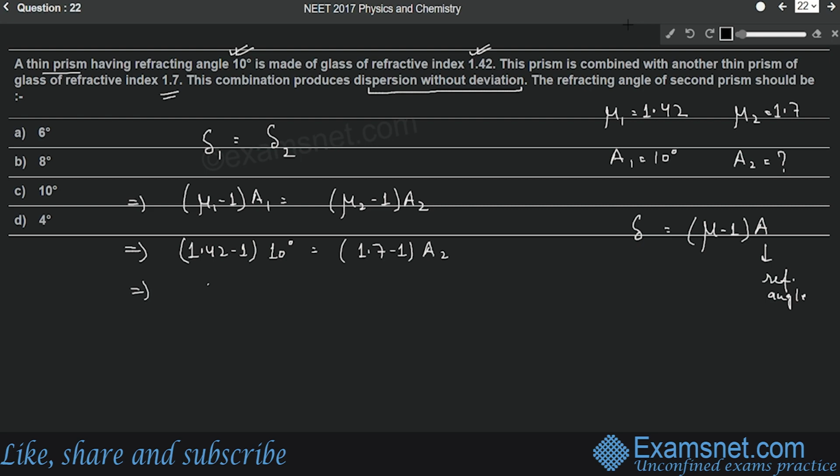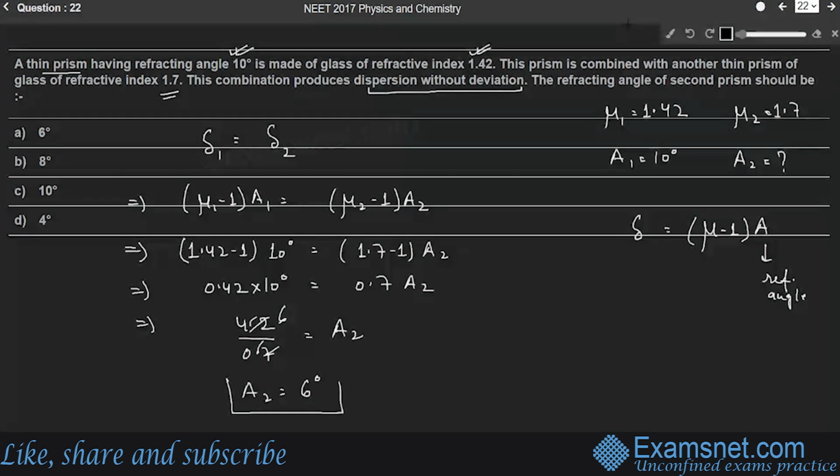1.42 minus 1, that is 0.42, into 10 degree will be equal to 1.7 minus 1, that is 0.7, into A2. Now 0.42 into 10, that means 4.2. So 4.2 divided by 0.7 will be equal to A2, right? So the decimal will be cancelled and 7 into 6 is 42. So that means A2 is equal to 6 degree. Okay. Therefore, which will be the correct option? Option A will be the correct answer.